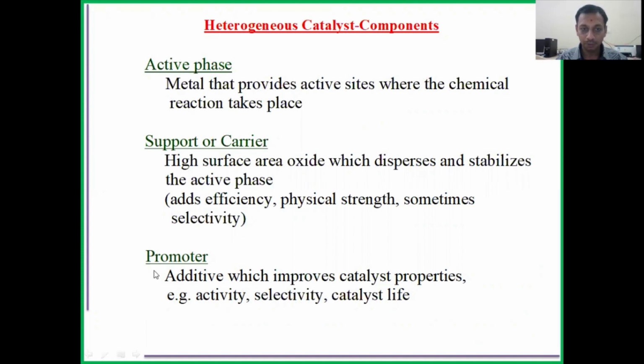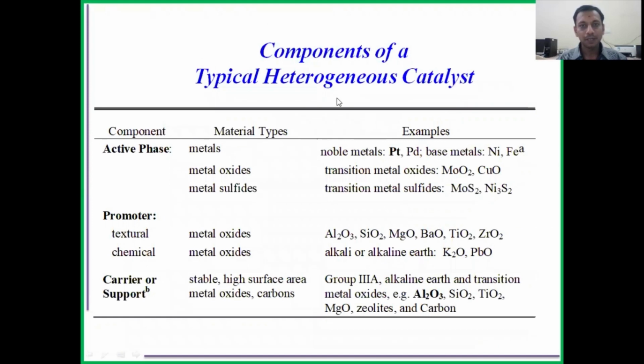Promoter: sometimes we have to use a promoter to promote the reaction with the catalyst. So there are typical heterogeneous catalysts: active phase, promoter and carrier support. Here are examples. The material is metal, metal oxide, metal sulfides. You can see platinum, palladium; these are the active phase in the catalyst. For support, you can use different metal oxides, which you can consider ceramic materials: aluminum oxide, silica, titania, zeolites, clay. These are all supports.